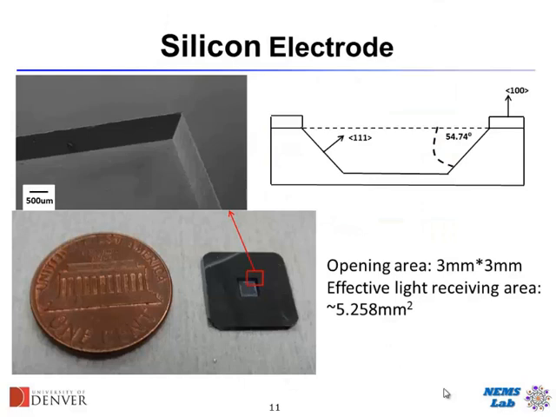Here's an example of one of the fabricated devices. We used wet etching of silicon, the basic process most of you are probably familiar with, just using KOH to etch silicon, and we get the typical 54.7 degree sidewalls. Here's the size compared to a penny. This is a 3 by 3 millimeter opening, which ends up being about 2.5 millimeters on the bottom side.